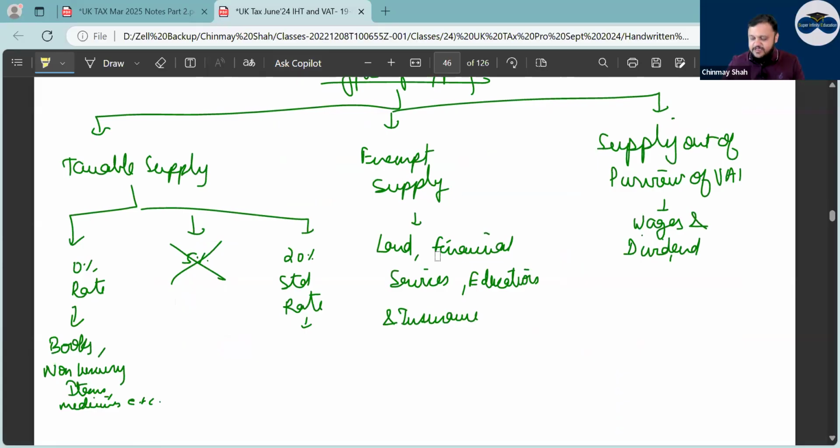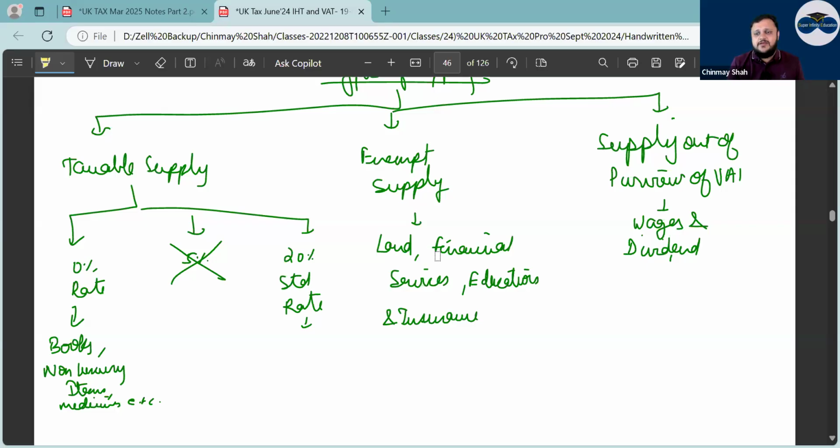You have done this. Tell me. In taxable supply, there are three rates: 0% rate, 5% that is the reduced rate, and 20% standard rate, correct? In exempt supply, you have services or goods. VAT is applicable on both services as well as goods, correct? Then what is there outside the supply purview of VAT, right?